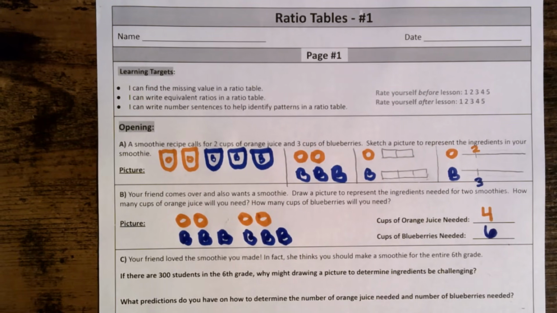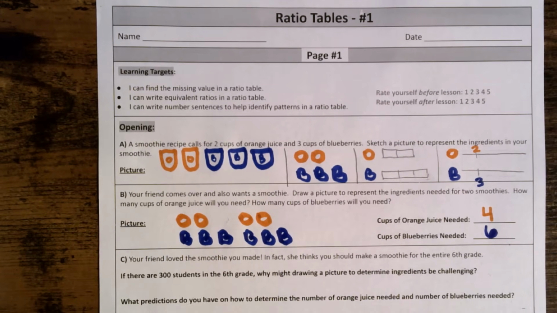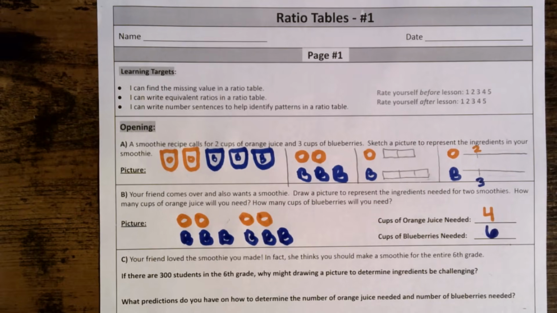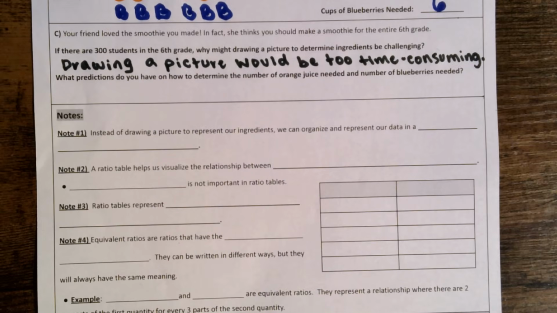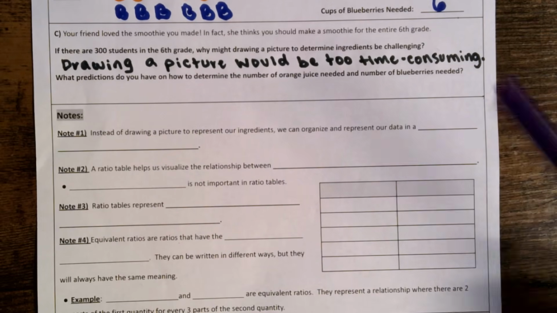Let's take a look at the next question. What predictions do you have on how to determine the number of orange juice needed and number of blueberries needed? Pause the video and answer this question. I'm not going to go over this problem, but make sure to fill it in.